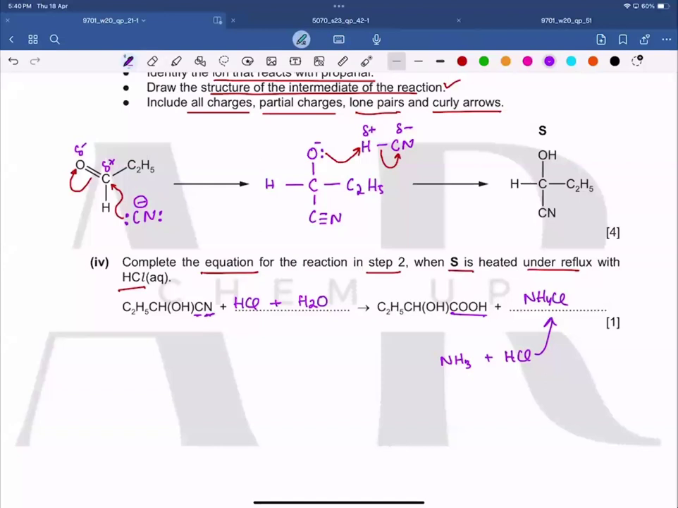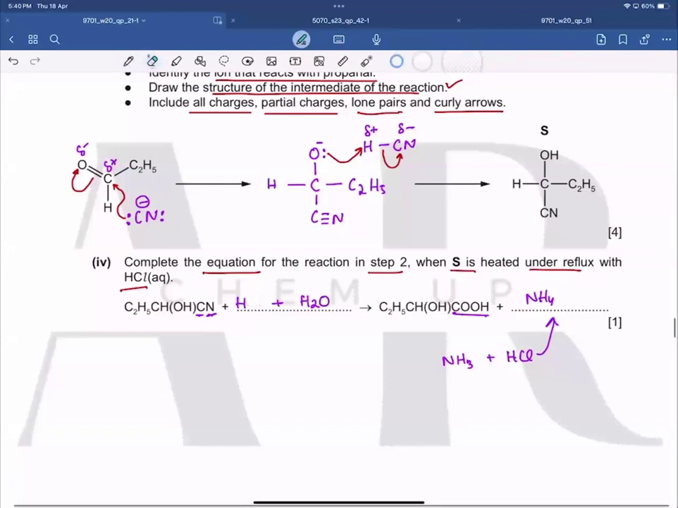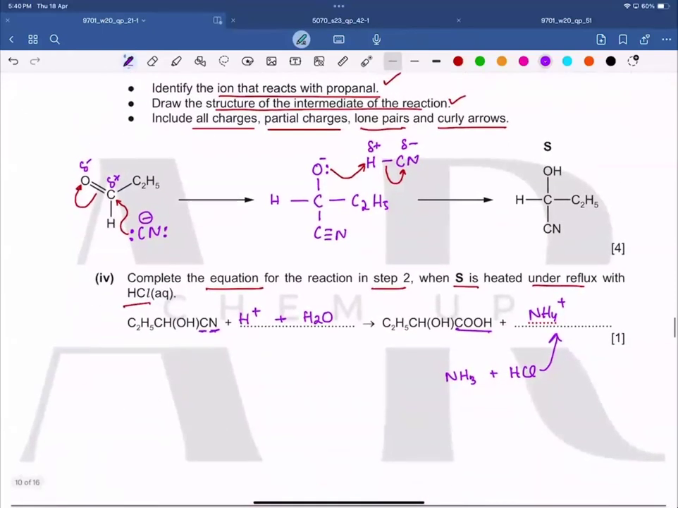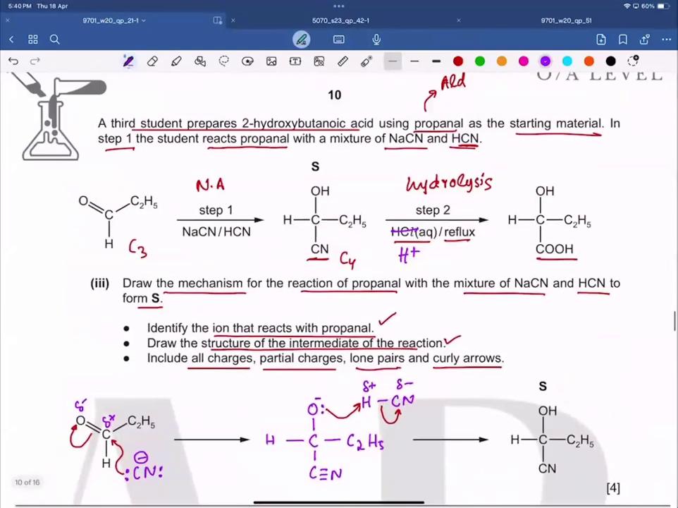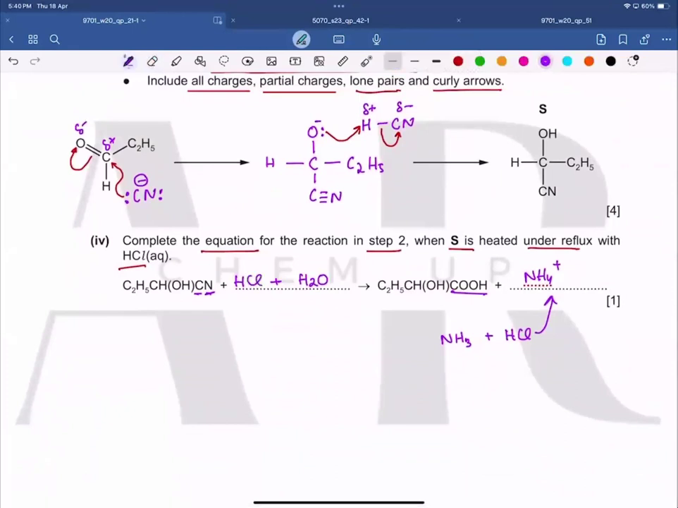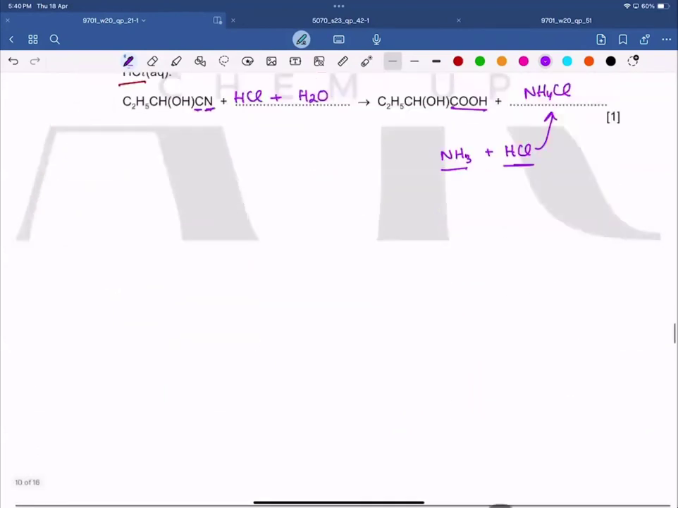So the equation would be over here. We will write H positive over here, and here we will write ammonium ion. And if instead of HCl here, H positive is written, then the equation would be like this. But here HCl is written, so instead of H positive, we write the complete acid. And as ammonia is formed, ammonia reacts with that acid, and as a result, we will get the complete salt. So we'll write ammonium chloride. Okay, so we are going to solve it later in the class.